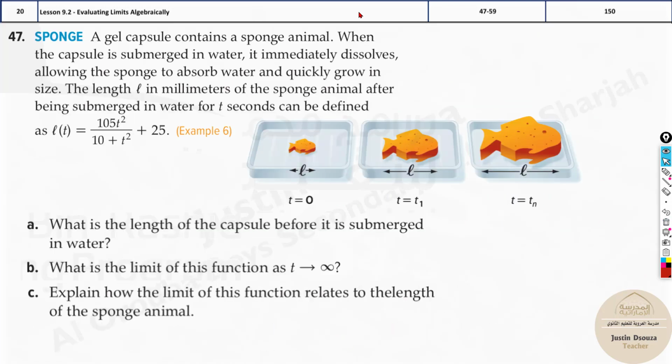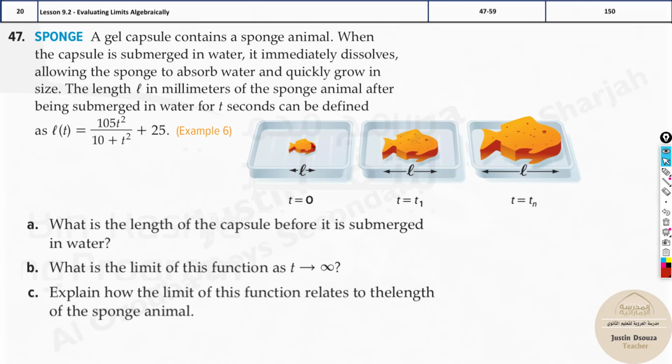So let us look into the EOT problems. Question number 47. It's a real world problem. A gel capsule contains a sponge animal. When the capsule is submerged in water, it immediately dissolves, allowing the sponge to absorb water and quickly grow in size. Okay, the length L in millimeters of the sponge animal after being submerged in water for t seconds can be defined over here. This length is with respect to time. The length is increasing based on time.